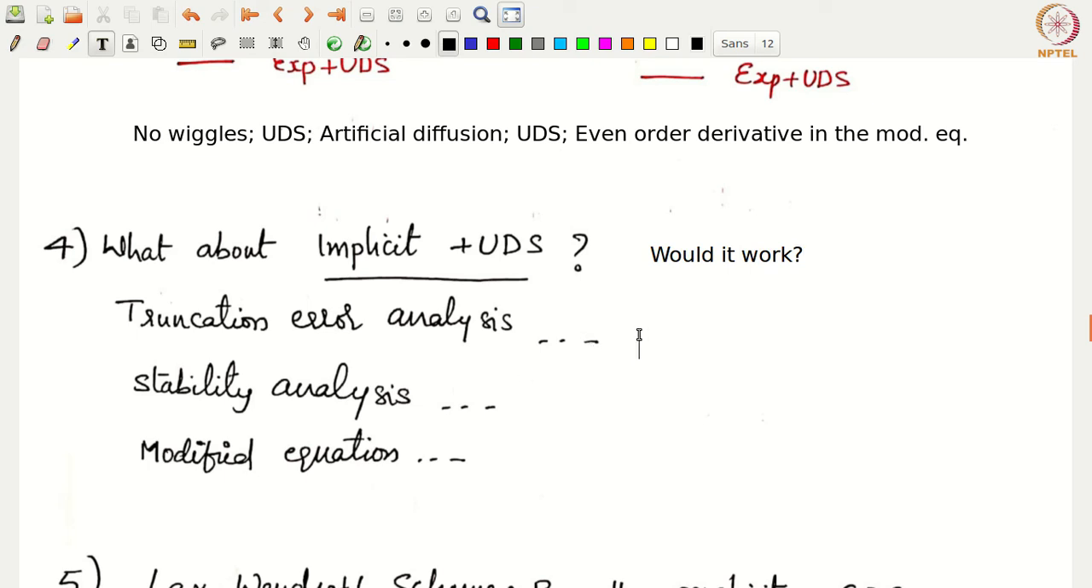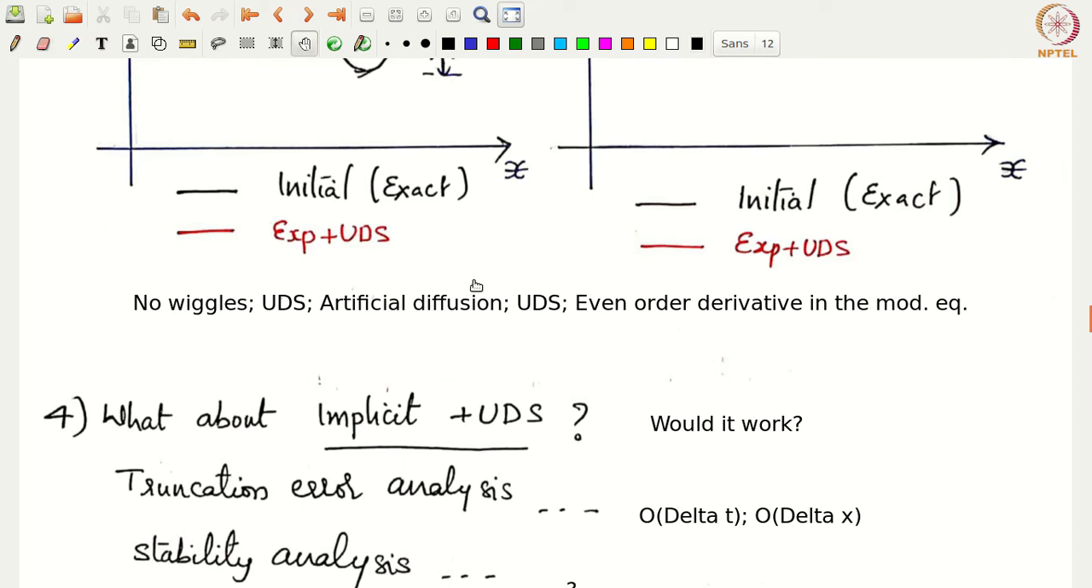Of course, if you do this, you know that this is order delta t and order delta x, right? This you already know. If you perform stability analysis, you need to see what you would get. Would it be unconditionally stable or unconditionally unstable or whatever it is? So you need to perform a stability analysis, and also you need to look at a modified equation for this and comment on the solution. That is something I leave for you to do.